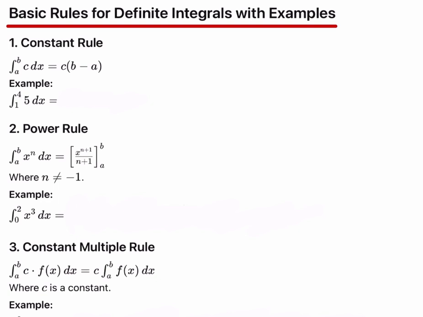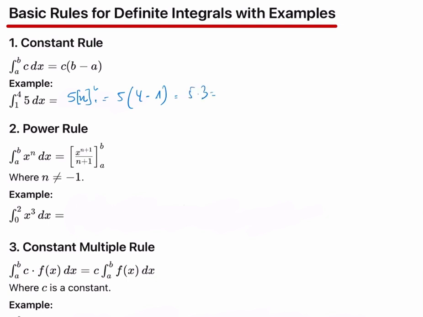The first rule is that when you are integrating a constant c, it's just the constant c times b minus a. Okay, so let's see one example. The example we will see is the integral of 5 dx from 1 to 4. So this is 5x, with x from 1 to 4, and it is 5 times 4 minus 1, which is 5 times 3, which is 15.